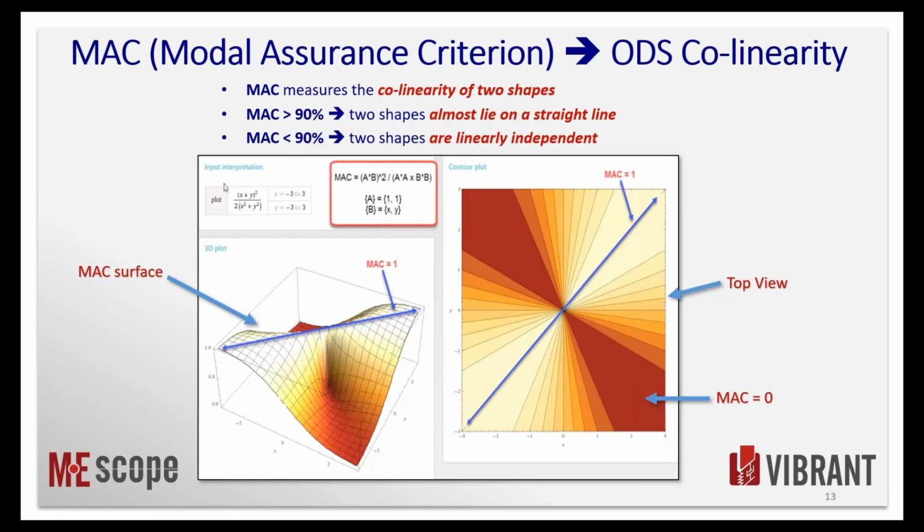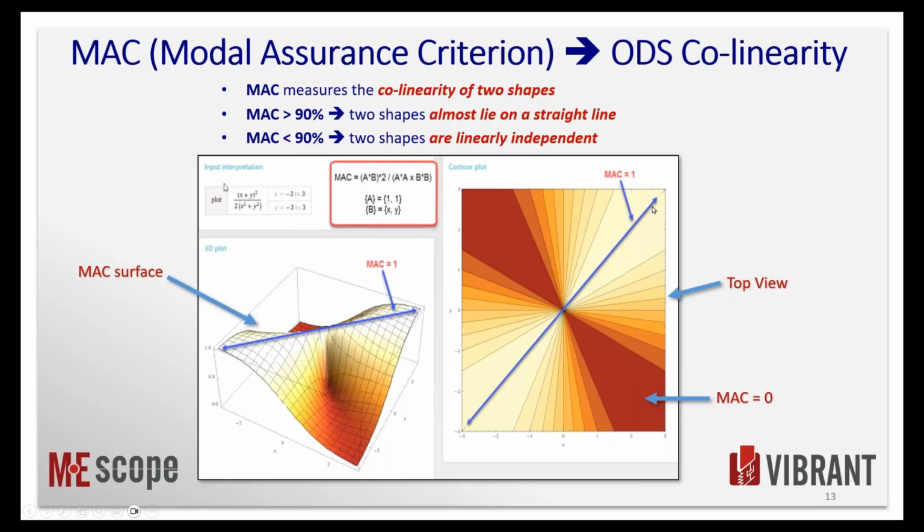And when you do that with a little bit of complex math, because these shapes have magnitude and phase in them, you end up with a MAC value. And so what the MAC measures is the collinearity between two shapes, meaning that they lie on the same straight line.